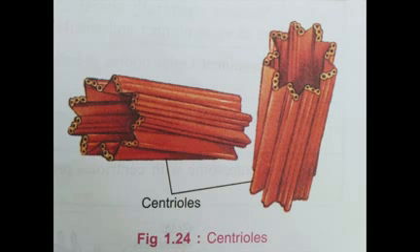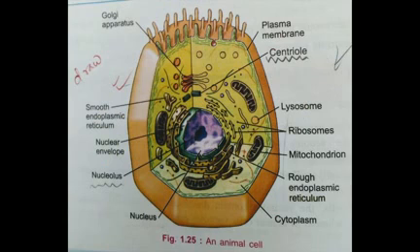After centrosome, the next cell organelle is vacuoles. Vacuoles are generally fluid-filled cavities or sacs present in the cytoplasm. The watery fluid of the vacuoles is called cell sap. Question comes, what do you mean by cell sap? So you have to answer like that: the watery fluid in the vacuoles is called cell sap.